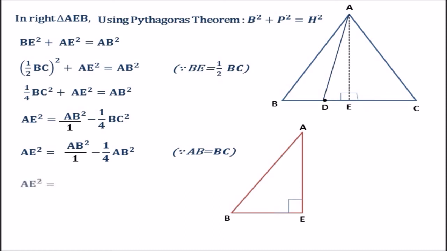Now, the LCM of 1 and 4 will be 4. 1 4s are 4, so multiplying with 4, 4 into AB square, we will get 4 AB square minus 4 and 4. The denominators are same, so we don't need to multiply with anything. So we will have minus 1 AB square. AE square equals to 4 minus 1 will be 3, so we will have 3 by 4 AB square as the value of AE square. Let us assign it as equation number 1. Now, this is our equation 1.